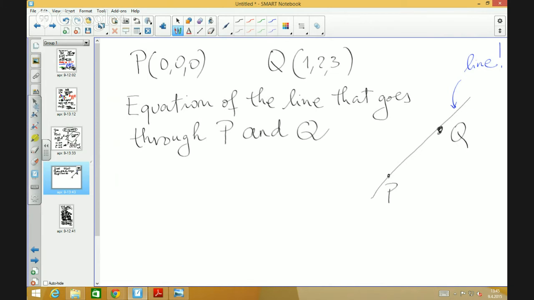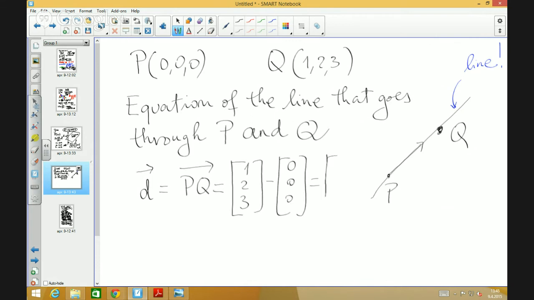Now I gave you 2 points, but no direction vector. Well, what would be a good way of choosing our direction vector? It's the vector that goes from P to Q. So I want to go from P to Q, so I should go along the way from P to Q. So let's pick as our direction vector the vector that goes from P to Q. And how do I find what it is? Well, it's the difference between 1, 2, 3 and 0, 0, 0, which is nothing but 1, 2, 3.